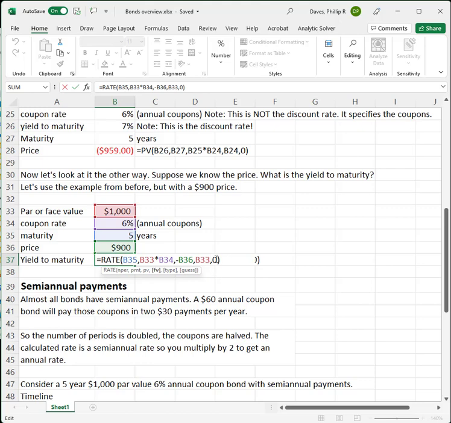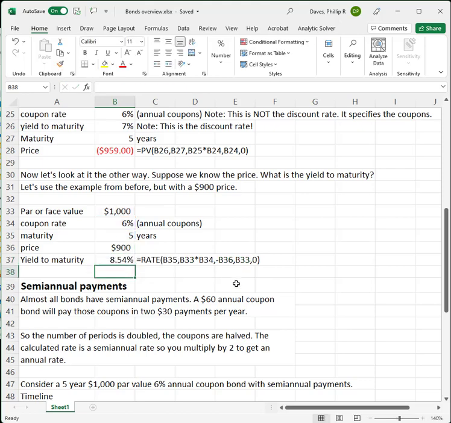And of course, this is an ordinary annuity, and so the type is 0. And so when I press enter, I'm going to end up with an interest rate of 8.54%. And of course, here's the formula that I actually used. Now, I do want to note something for you.